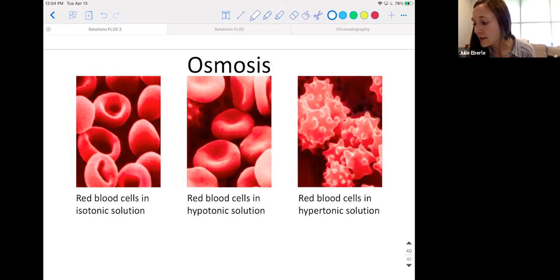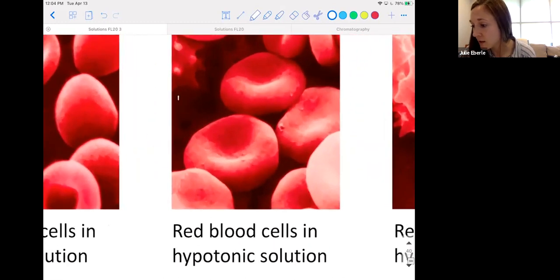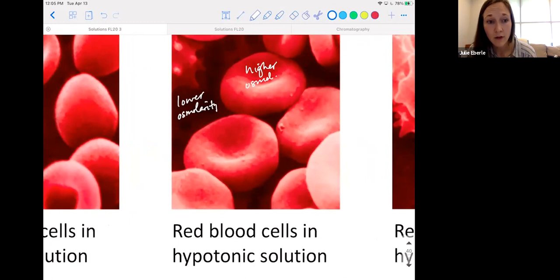Well, when you have red blood cells in a hypotonic solution, that means the solution outside the red blood cells is a lower osmolarity. And in the red blood cell, it's a higher osmolarity. So remember, how does solution flow? From low to high. That's how the solvent flows. So that means all the surrounding fluid will rush into the red blood cell and then they swell up, like the picture that you see. Okay, because solvent always moves from low to high.